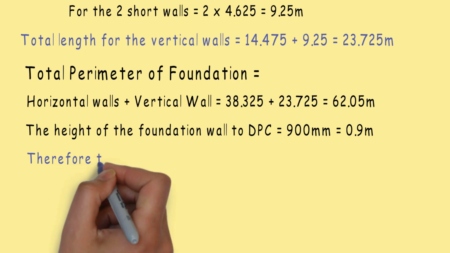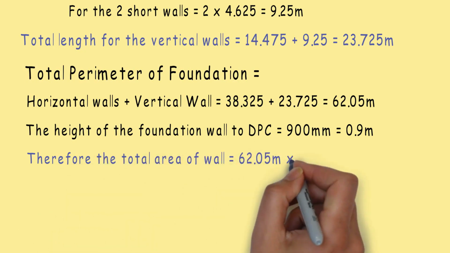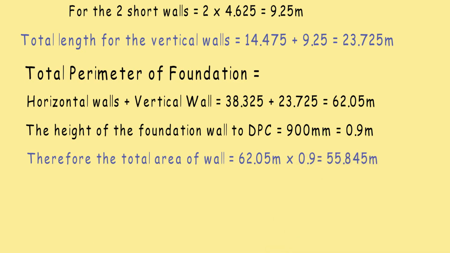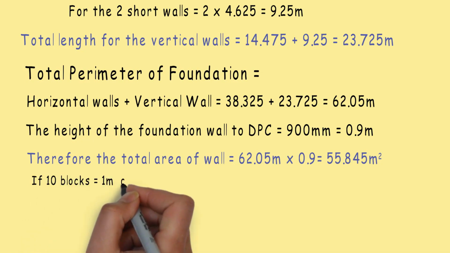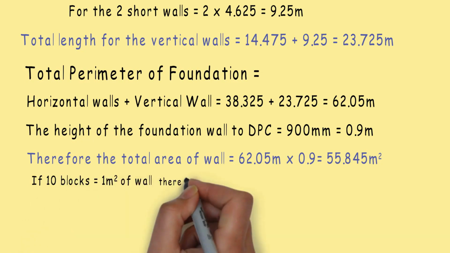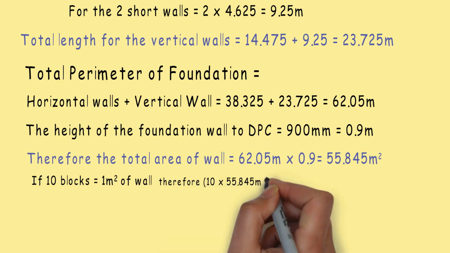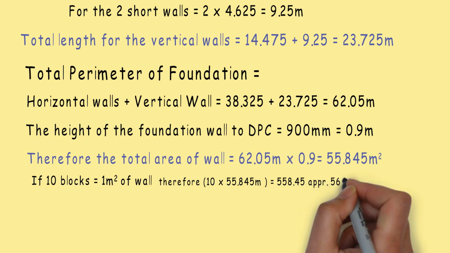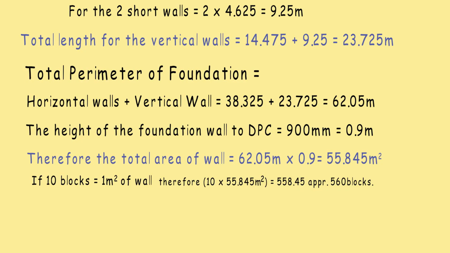Therefore, the total area of the wall equals 62.05 meters multiplied by 0.9, which will give us 55.845 meters square. If 10 blocks are required for 1 meter square of wall, then 10 multiplied by 55.845 meters square will give us 558.45, which approximately gives us 560 blocks. So this is rounded up to the nearest 10.